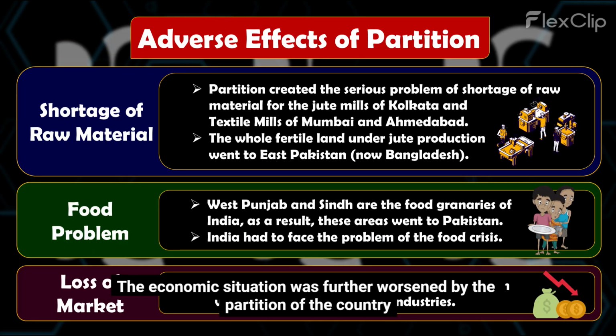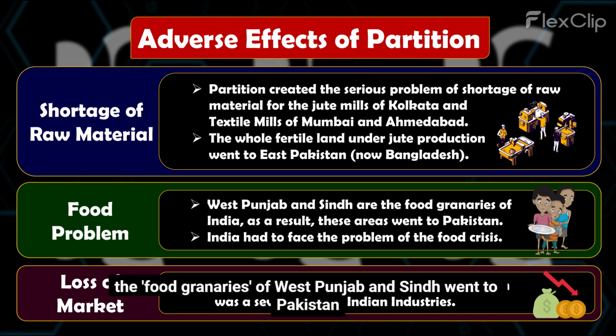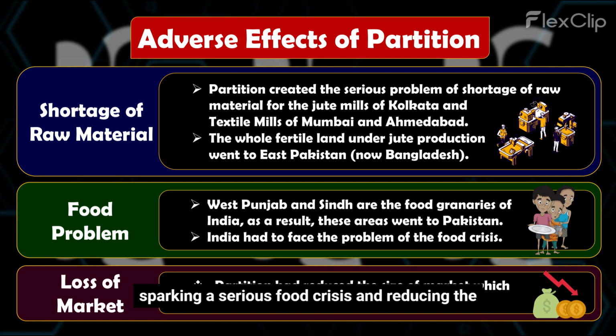The economic situation was further worsened by the partition of the country. India lost fertile jute-producing land to East Pakistan, creating a raw material shortage for Kolkata's mills. Additionally, the food granaries of West Punjab and Sindh went to Pakistan, sparking a serious food crisis and reducing the overall market size for Indian industries.